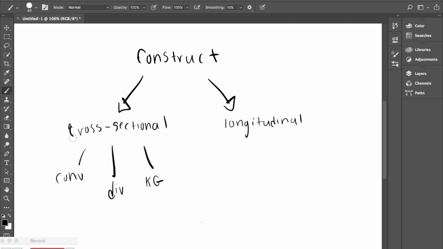So the way that I'm going to measure the association for convergent cross-sectional construct validity is I'm going to measure the association of the raw score between the new test and the existing test. And again, I could use Pearson's correlation coefficient or Spearman's correlation coefficient for continuous and categorical data respectively. Now, divergent cross-sectional construct validity is a little bit different.